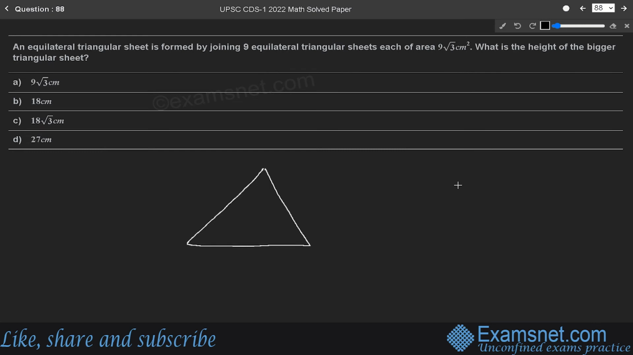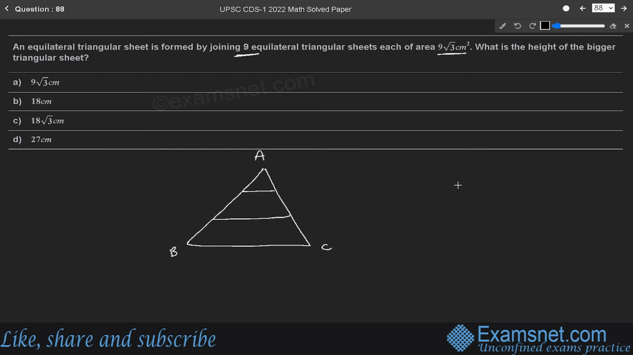Let us name this triangle as A, B and C. Now the question says that this triangular sheet is formed by joining 9 equilateral triangular sheets, each of area 9 root 3. Means it consists of 9 more parts. So let us make those 9 parts.